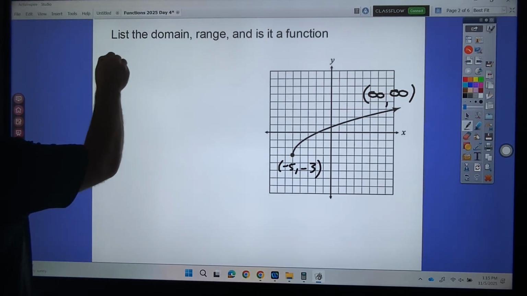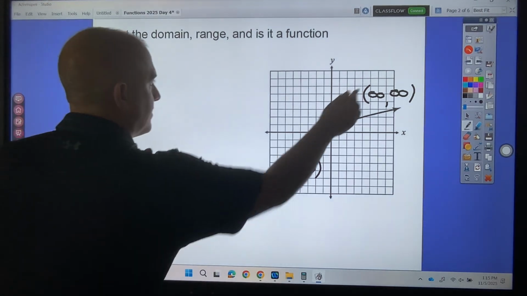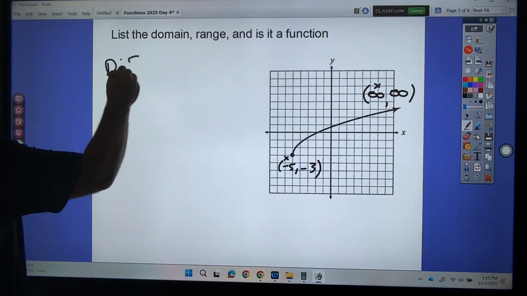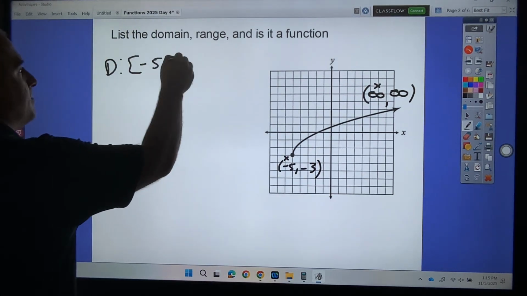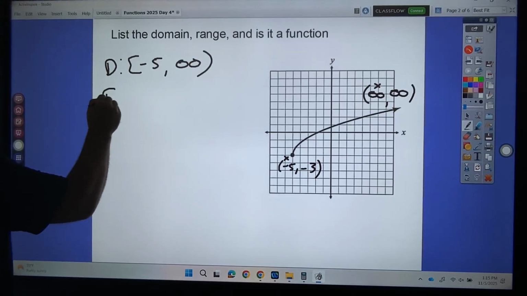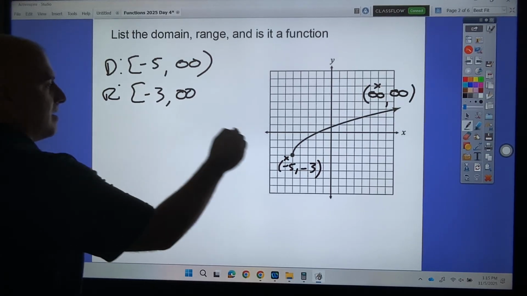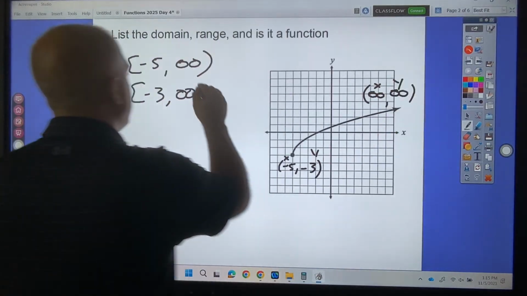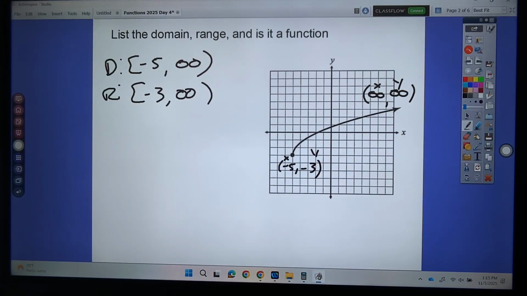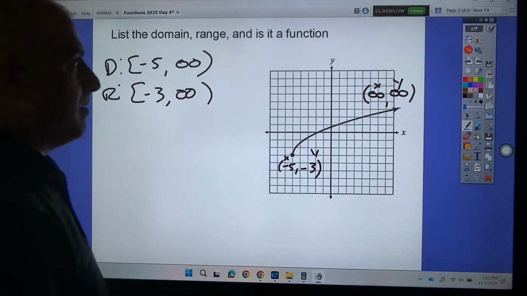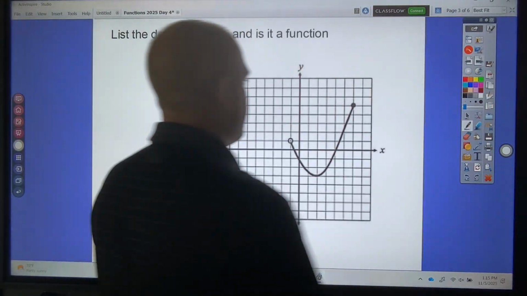So my smallest x value would be -5. The biggest would be infinity. My range, my smallest y value is -3, and my biggest y value is infinity. Just like we talked about in the previous lesson, infinity is a really big number, okay? So we go through some of these graphs.